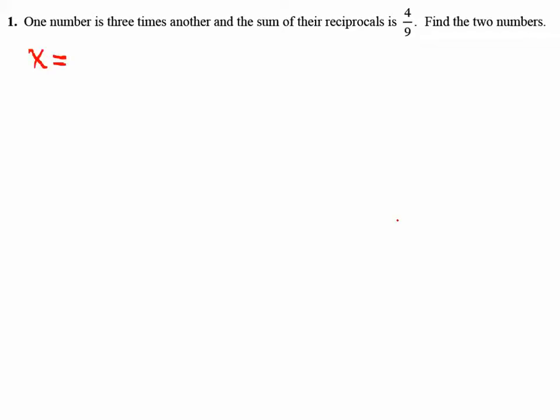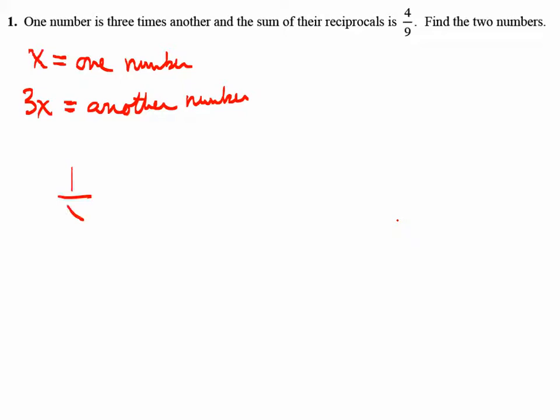So again, label. One number, that's the way I did it. Again, first number for you, whatever you like. The labeling itself is not that important. But the other number is 3 times another. So how about 3x would be the other number, another number, the second number. Again, whatever labeling you want to put in here. But it says the sum of their reciprocals. So here we go: 1 over x plus 1 over 3x is equal to 4 over 9. In this case, we've got to think about this here. Let's see.